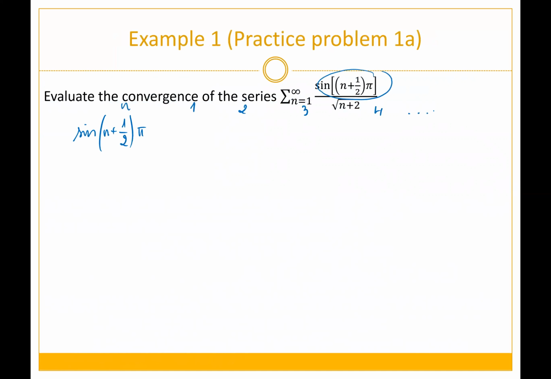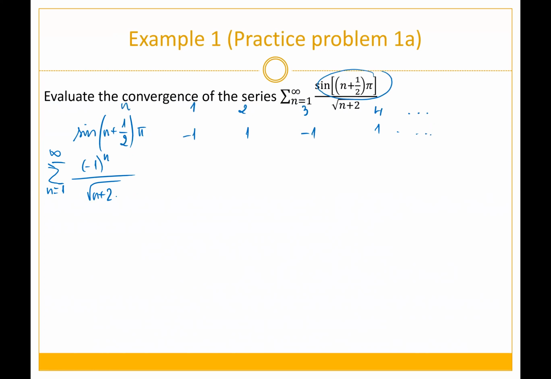It's going to be -1, 1. You have 3 pi over 2, and then 5 pi over 2. So -1 and 1, and it just keeps flipping back and forth between -1 and 1. Your series is now rewritten as (-1)^n divided by the square root of n plus 2.